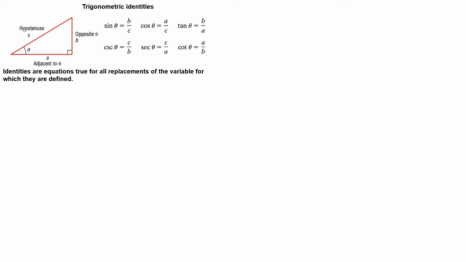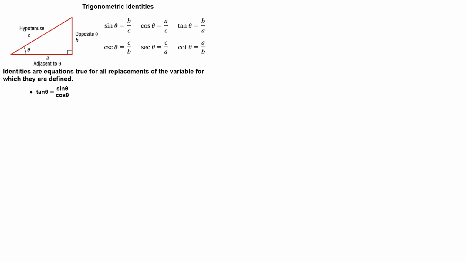You may have observed some relationships that exist among the 6 trigonometric ratios of acute angles. For example, the tangent of theta equals b divided by a. If we divide the numerator and the denominator by the hypotenuse c, we can replace the numerator with sine of theta and the denominator by the cosine of theta. And we get the first quotient identity.